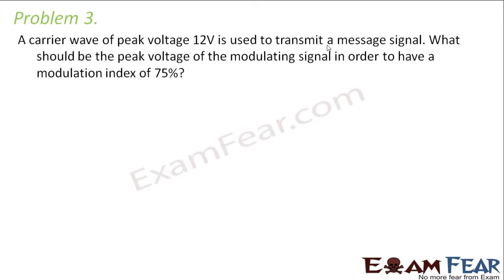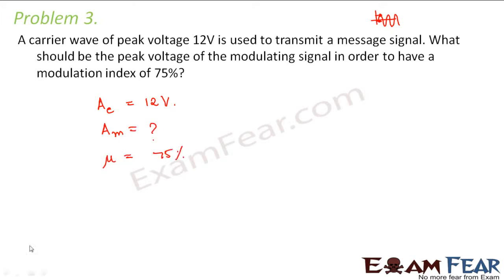It says a carrier wave of peak voltage 12 volts is used to transmit a message signal. So we have a carrier wave whose peak voltage is given. When I talk about the peak voltage, I am basically talking about this value, that is the amplitude. So the amplitude of the carrier wave is 12 volts. What should be the peak voltage of the modulating signal in order to have a modulation index of 75%? That means AM is something which you have to calculate, and modulation index is given as 75%.